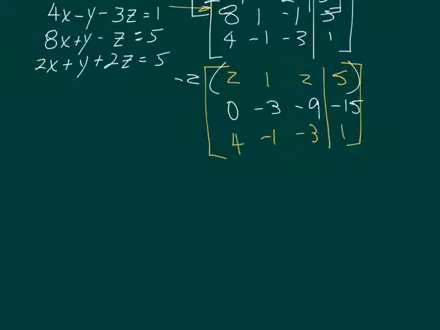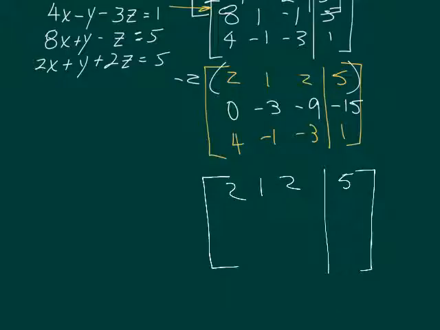Well, let's go ahead and write the matrix first. First two rows are not going to be changing. We're only changing the third row. So 2, 1, 2, 5, 0, negative 3, negative 9, negative 15. And then the third row is the one we're going to change here.